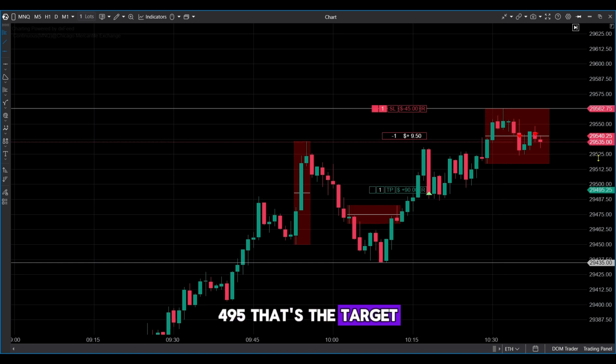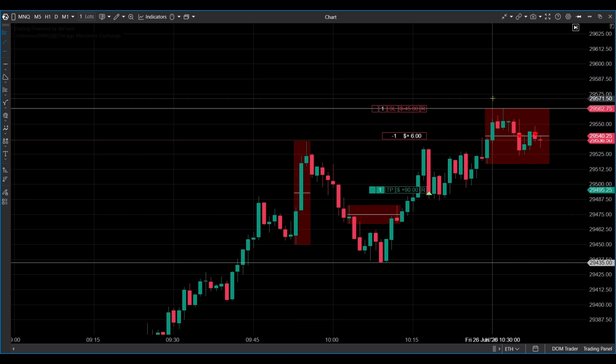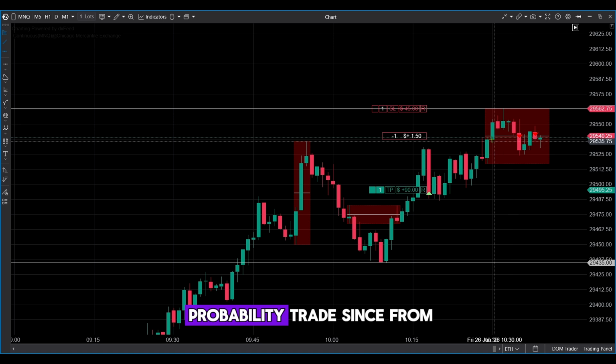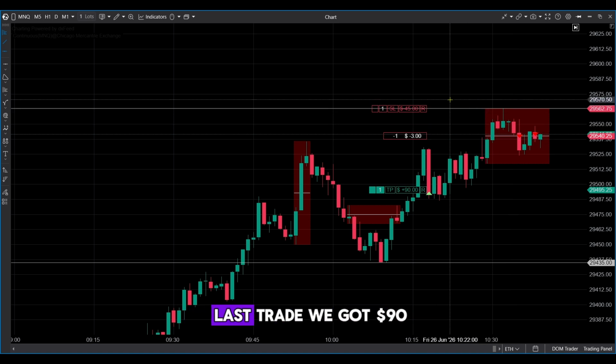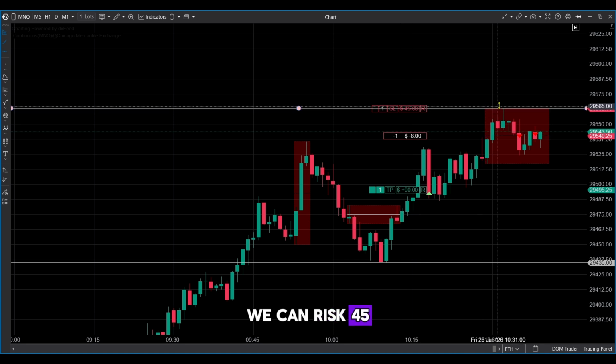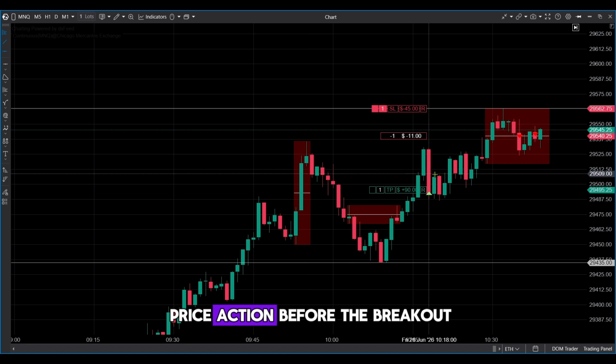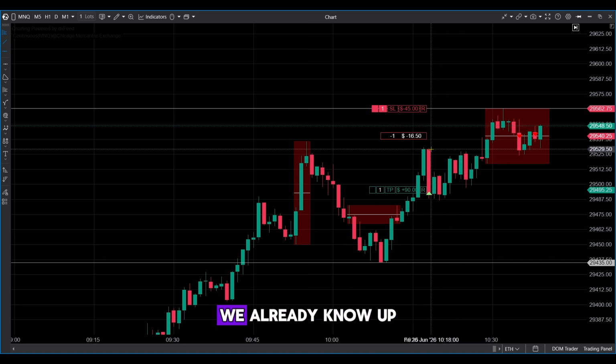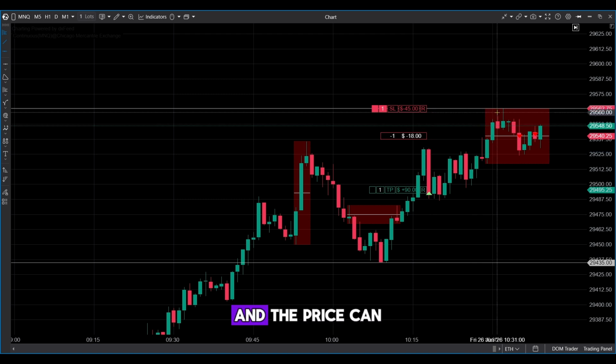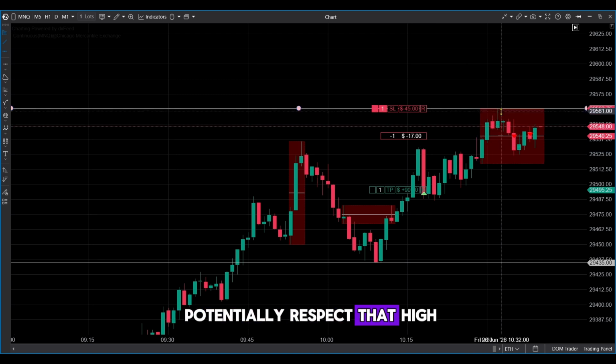That's the target. Stop is at 562. This is a low probability trade since from last trade we got $90. We can risk 45 in here, and based on the price action before the breakout, we already know uptrend is not serious and the price can potentially respect that high.